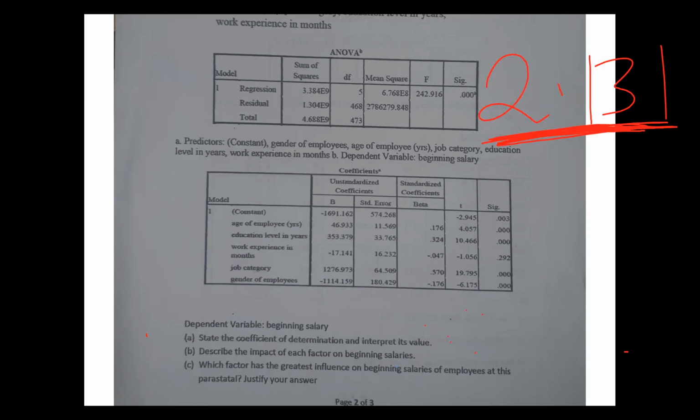If you want to get a specific answer, you could pick gender, it has got impact. Job category has got impact. Work experience has no impact. Educational level has impact. Age of employee has impact. Did you get that?